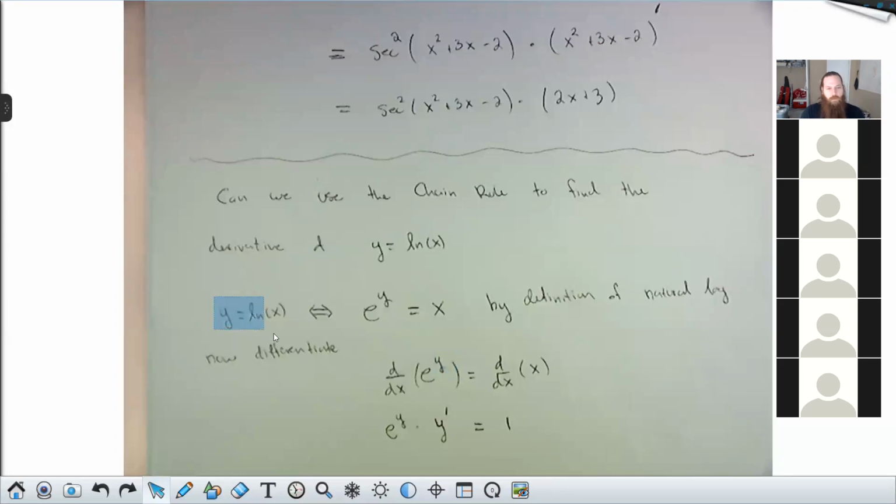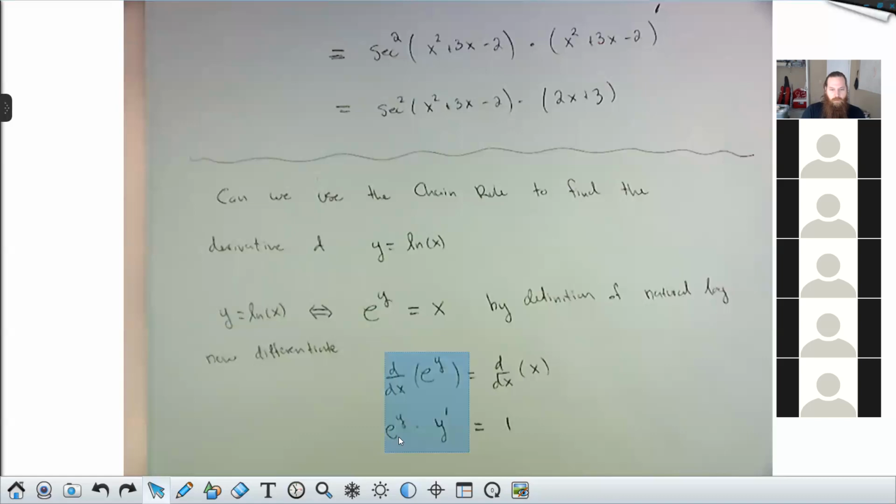Kind of what's going on here is we know y is the natural log of x. This really is a function. It's not just a variable. y is ln of x. So e to the y is e to the ln x. It's a composite function. And my goal is to find y prime. So what we end up with here is an equation that I can solve for y prime.